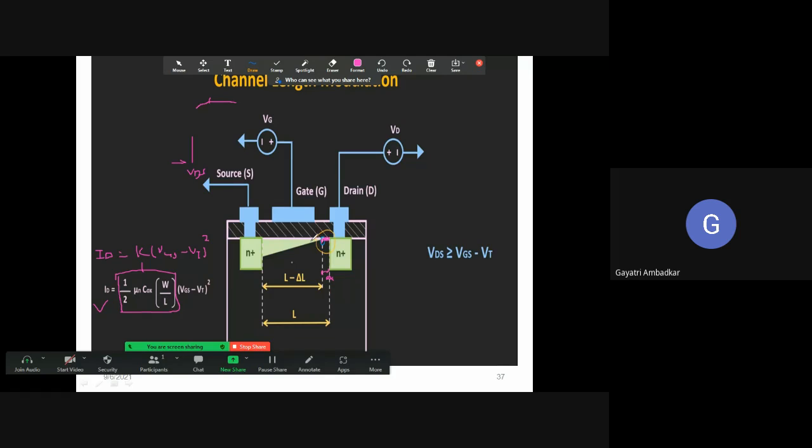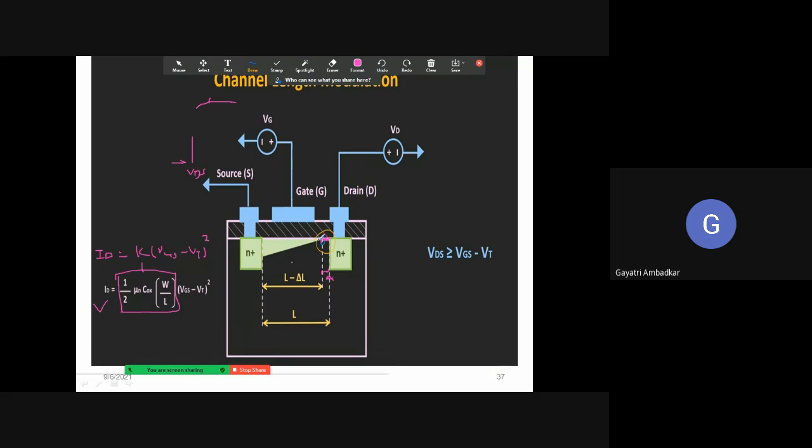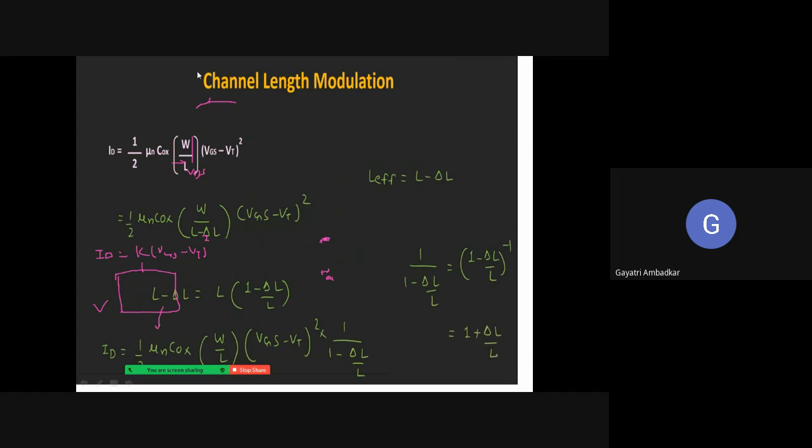But still, if this point shifts here, and you go on increasing VDS, this point will be shifted further, and therefore the channel length will also increase. So the value of L is going to increase.